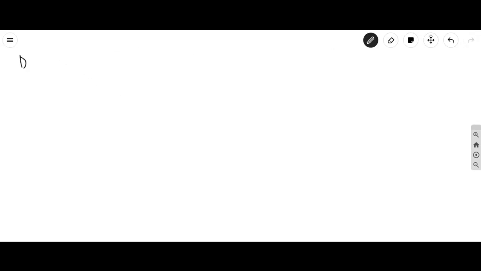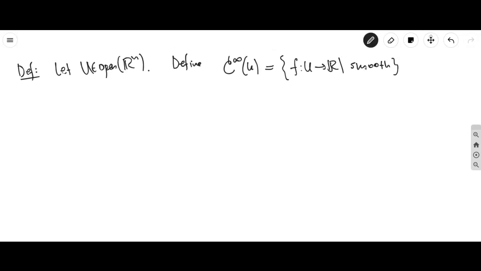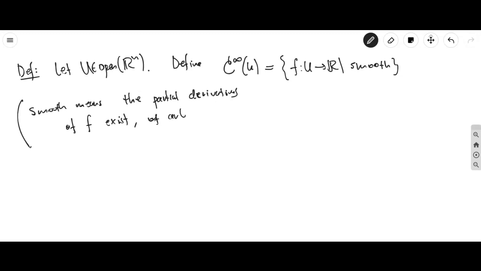So here's our definition. Let U be an open set in Rn. Let's define C infinity of U, and this is the set of real valued functions that are smooth. That's what this infinity means. It means infinitely differentiable. So what do we mean by smooth? Smooth means that the partial derivatives of your function f exist of arbitrary order.